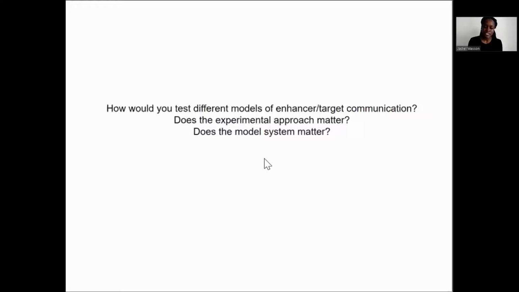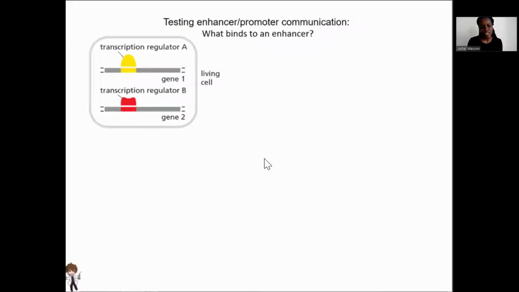So how would you test these different models of enhancer target communication? Also, does it matter what experimental approach you use? And also, does it matter what the system is? So one of the first ways that people started to look at the interactions between enhancers and targets was just by asking simply what binds to an enhancer.